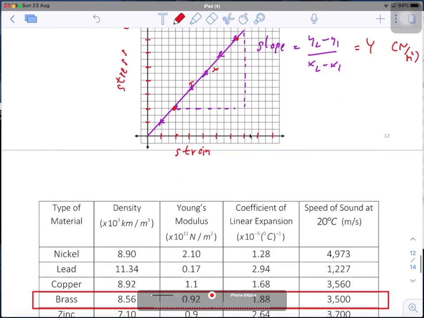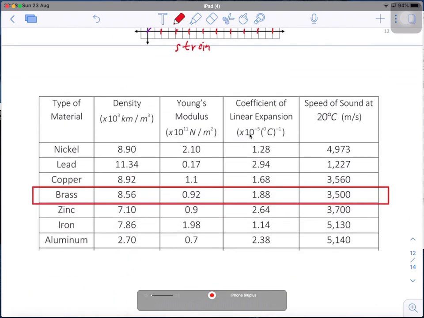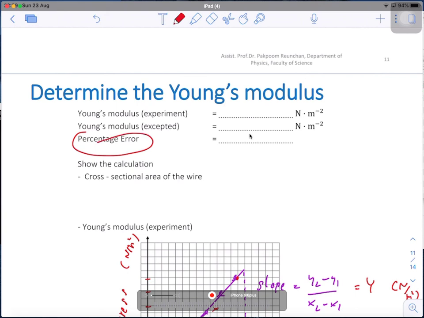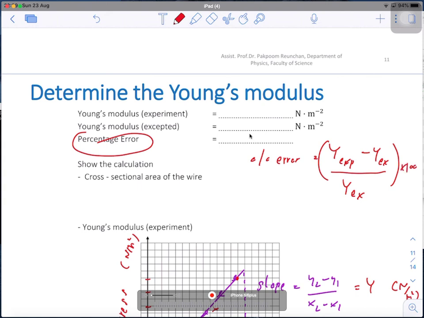Okay, so in this experiment we use brass, which has an accepted Young's modulus of 0.92 times 10 to the 11 Newton per meter square. You have to use this value to calculate the percentage error here. The percentage error you can get by using this relationship. Percentage error equals Young's modulus from the experiment, subtract the Young's modulus accepted, and then times 100, so you get the percentage error.